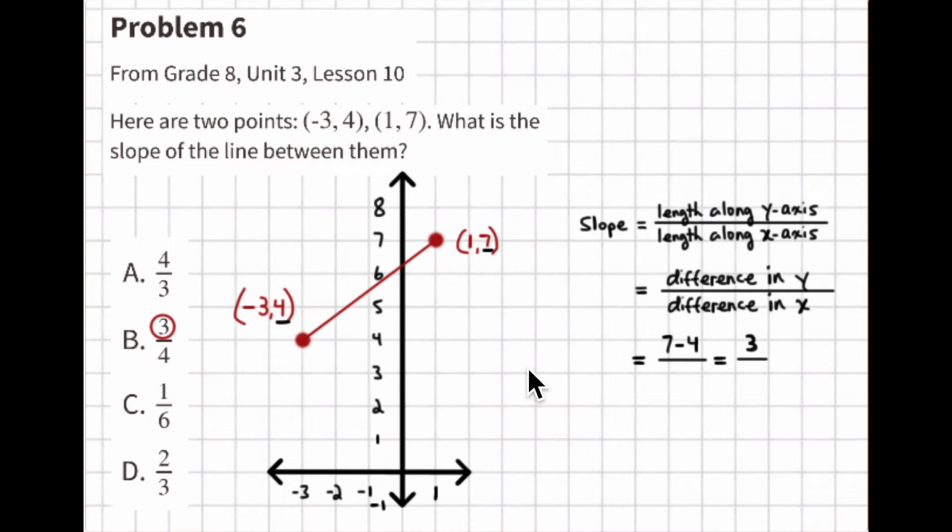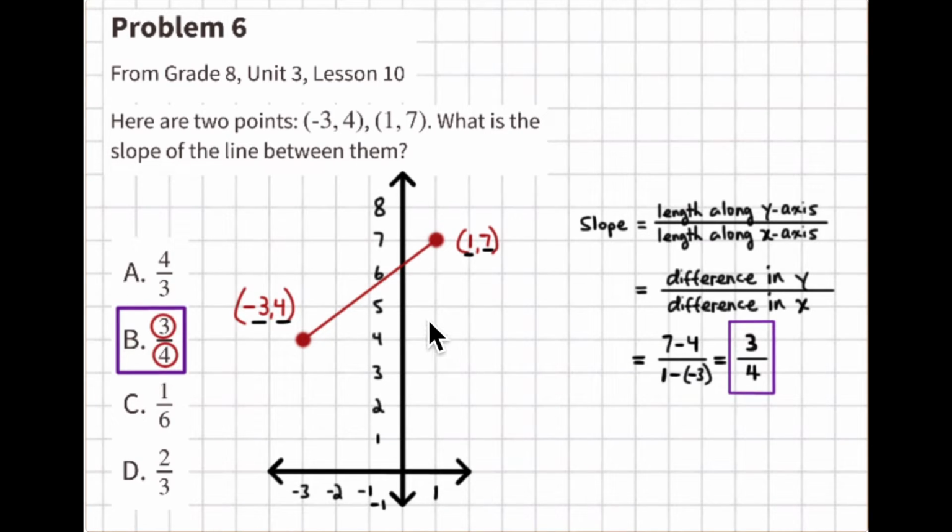So if you choose to calculate 7 minus 4, which is 3, then you have to also go in the same direction to calculate the difference in the x coordinates. So it's going to be 1 minus -3. So 1 minus -3 equals 4, and this gives you the slope, which is 3/4, which is B right here, 3/4. Now you could calculate 4 minus 7 and -3 minus 1, and you would get the same answer, 3/4.